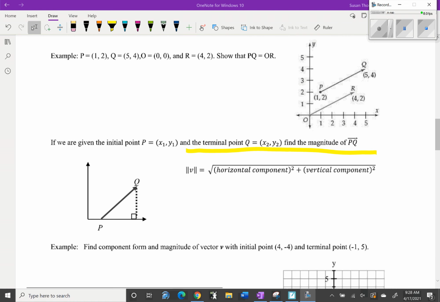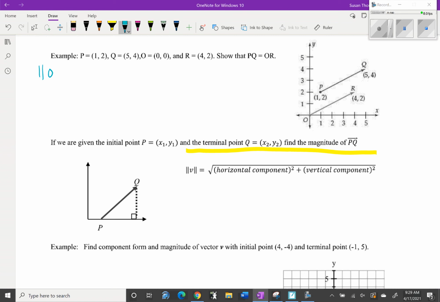So for this next example, it gives you the points P, which is (1, 2), Q is (5, 4), and then we have O, which is (0, 0), and R, which is (4, 2). We want to show that PQ equals OR. So we have to show that the direction and the length are the same. So let's go ahead and look at the magnitude first.